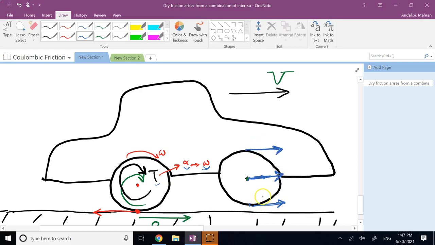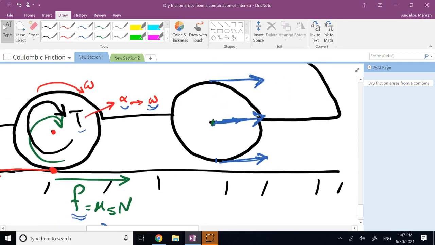Okay, now here what we need to focus on is this contact point here. This contact point now wants to move to the right, along with everything else on the body, on the car. And what happens? Well, friction is going to oppose that. Friction said, no, I'm not going to allow that. So friction for this guy is going to be actually what? To the left.